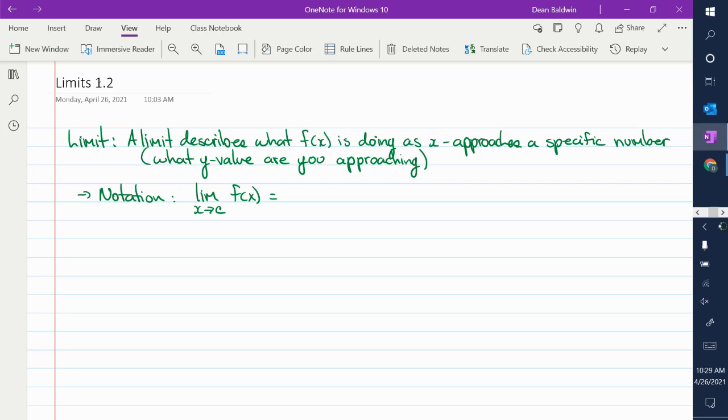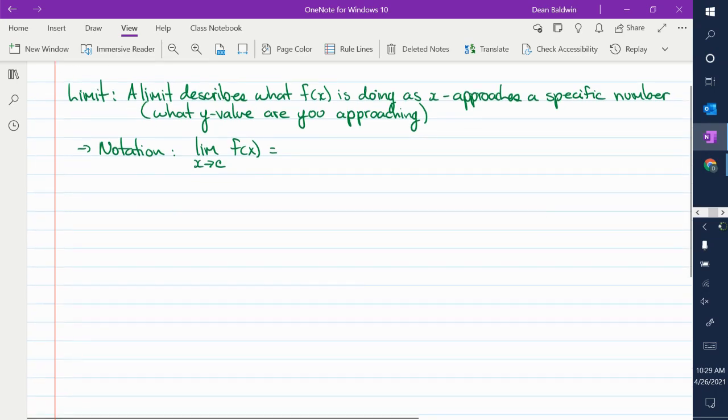So if we start with a function like f of x is equal to x cubed minus 1 over x minus 1. Obviously, x cannot equal 1. Why can x not equal 1? You'd be dividing by 0, right?